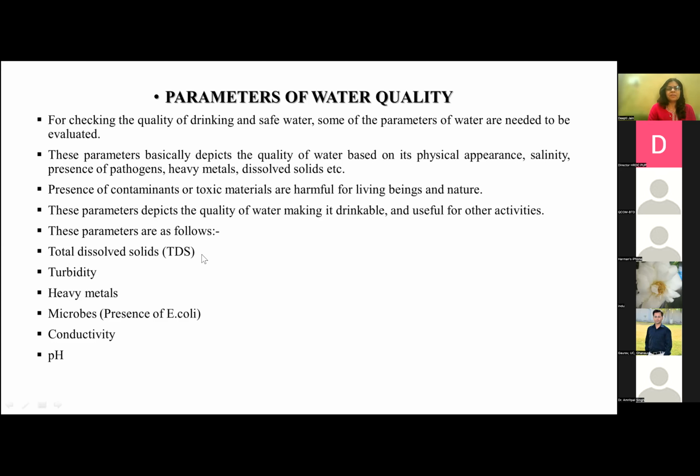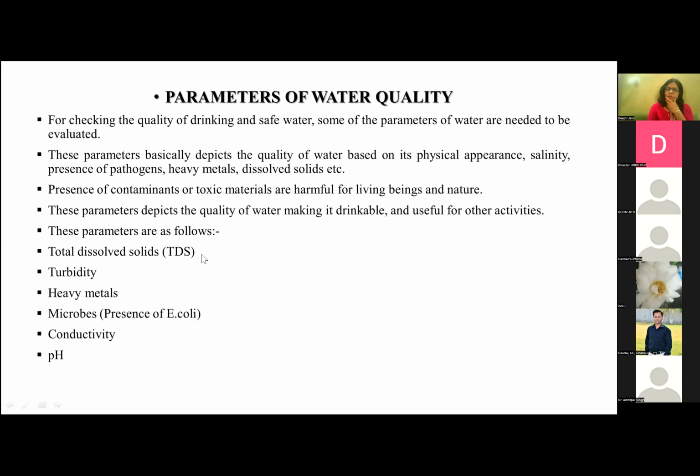So what are the parameters which are important to keep under the acceptable limits? For checking the quality of drinking and safe water, some of the parameters of water are needed to be evaluated. These parameters basically depict the quality of water based on its physical appearance, salinity, presence of pathogens, heavy metals, dissolved solids, etc.